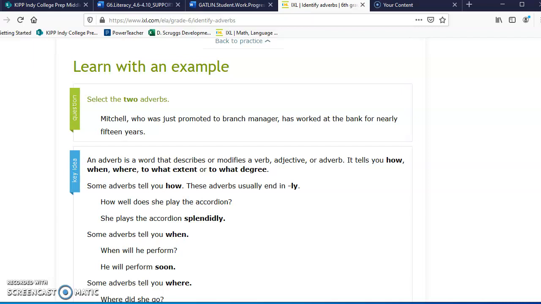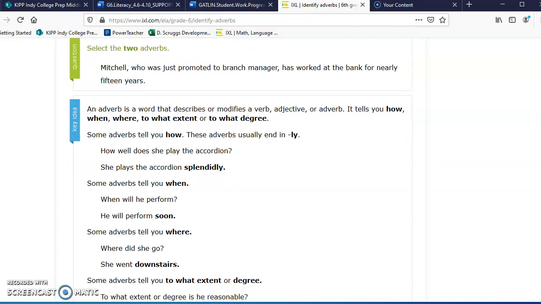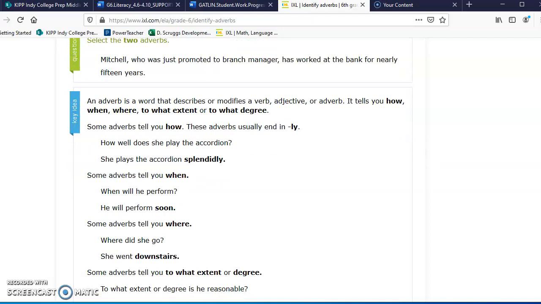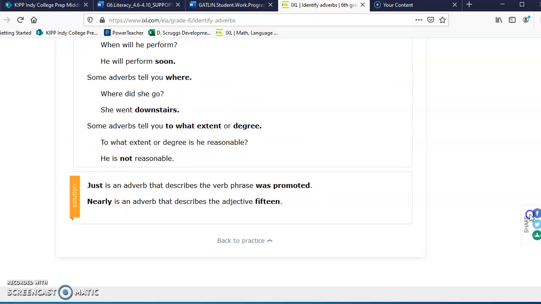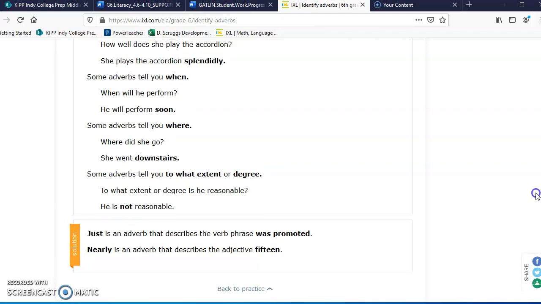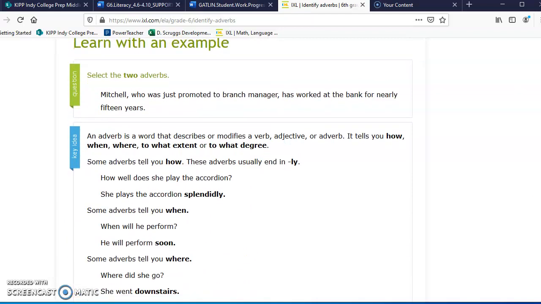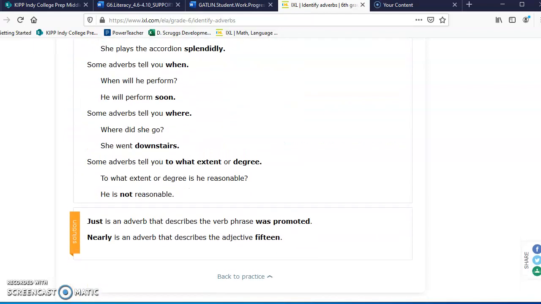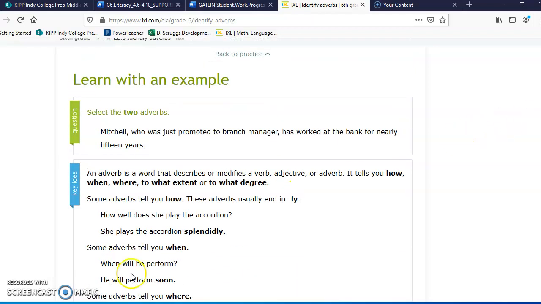Okay, so the first one is just. The first one is just, who was just promoted to branch manager. So promoted to branch manager, it tells us to what extent. It describes the verb. He was just promoted. And then the second one is nearly. Nearly 15 describes how long. All right.